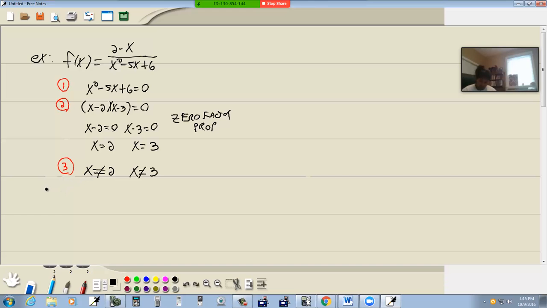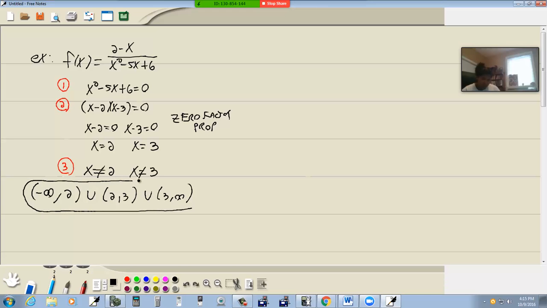Now the book, or the ALEKS system, might have you write this in interval notation. So let me talk about how that goes. It goes from negative infinity to your smallest value, union, my smallest value to my largest value, union, my largest value to positive infinity. This is how it would say in interval notation that x cannot equal 2 and x cannot equal 3.